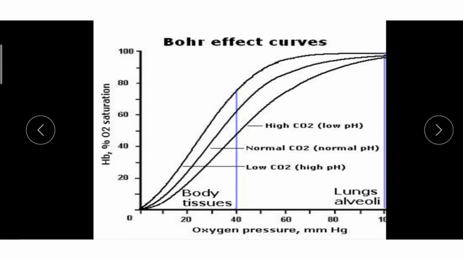There are few factors which influence the affinity of hemoglobin for O2, and they are the partial pressure of CO2. Increase in CO2 shifts the curve to the right. pH, concentration of 2,3 DPG, presence of unusual hemoglobin species, and temperature. In this graph you can understand the Bohr effect curves.